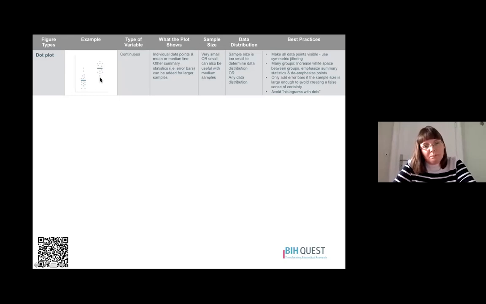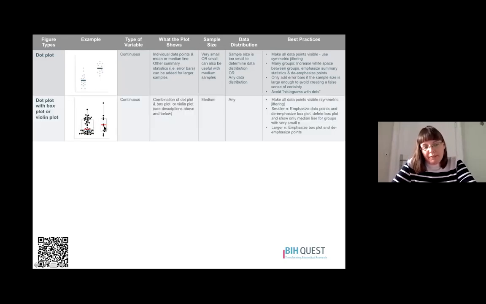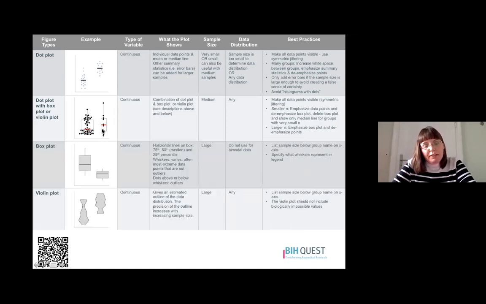As your sample size gets a little bit larger, then the summary statistics shown by a box plot or a violin plot become more useful. And so you can start to combine the dot plot with a box plot or a violin plot. At some point, you will have too many dots and they will just create a mess of your figure without adding any information. When you get to that point, you have enough data that you can just get rid of the dot plot and create the box plot or the violin plot by itself.